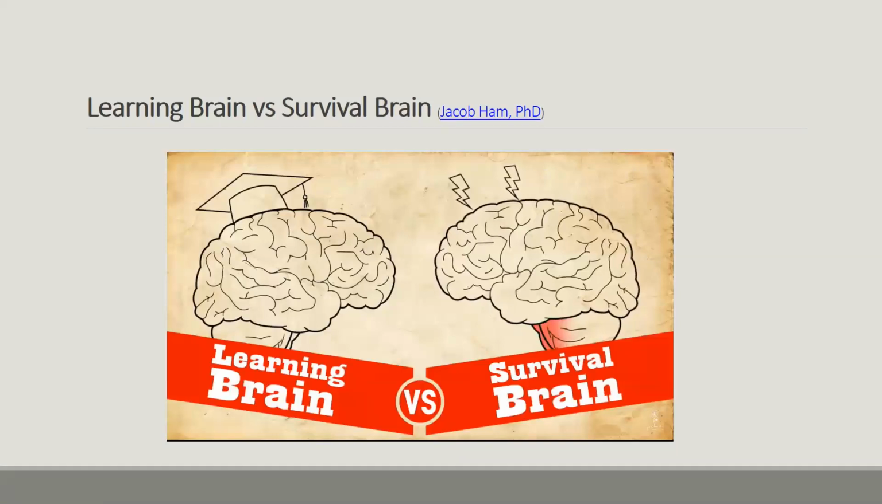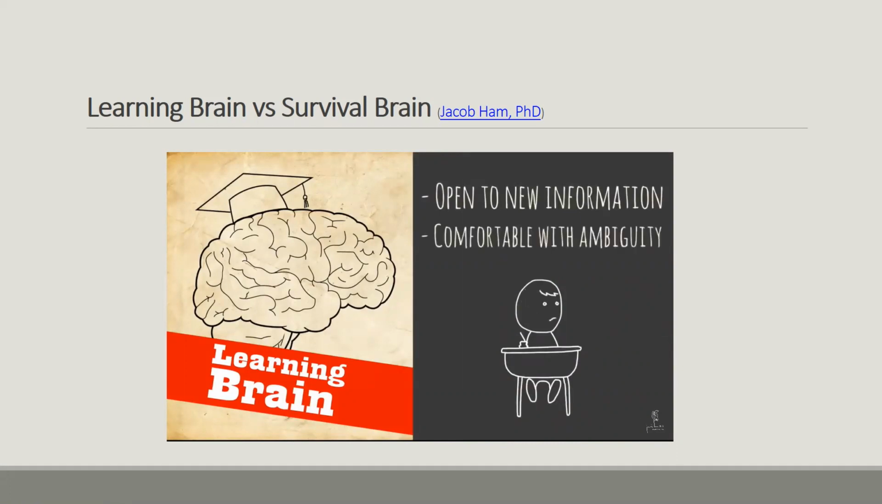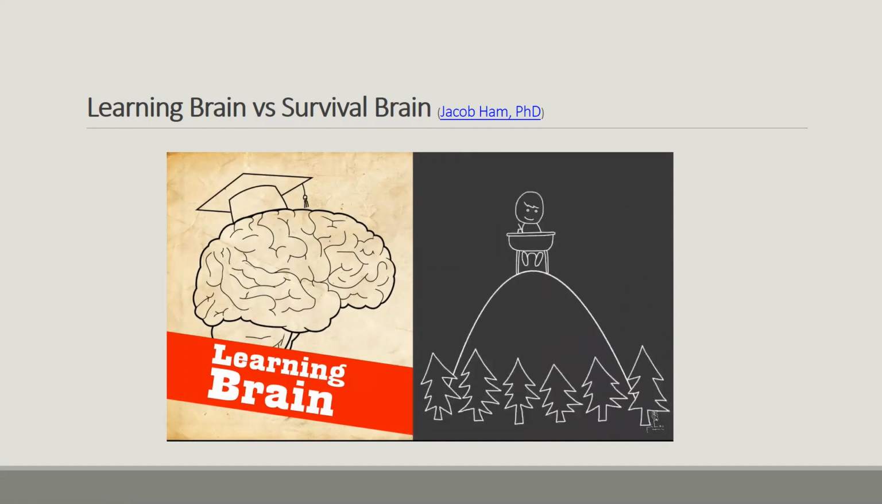So learning brain is this brain that's open to learning new information, and it's completely okay with ambiguity and grays and vagueness, and it sees the big picture. It pulls back and is on the balcony, can look over the forest and figure out what's going on. On an emotional level, people in learning brain feel calm, peaceful, maybe a little excited about what they're about to learn, maybe a little playful and having fun too, and definitely curious.